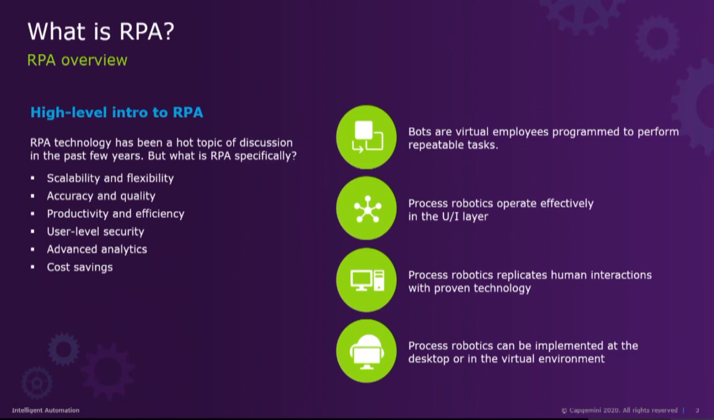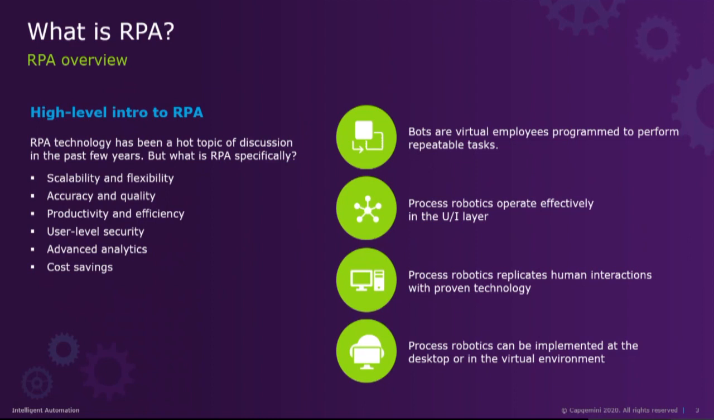RPA comes with user level security. That means that a bot functions under the same accounts and same account settings as a user would, because it interacts the same way with applications that a user would. So it makes it really easy to set up security using mechanisms that are already in place.